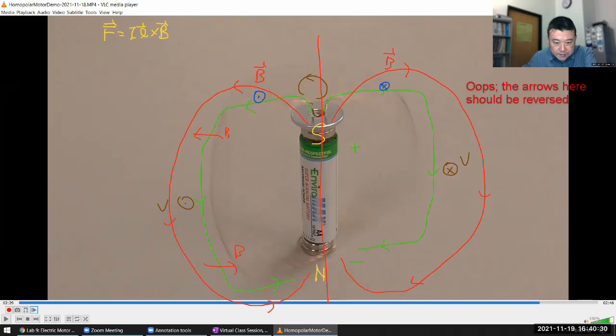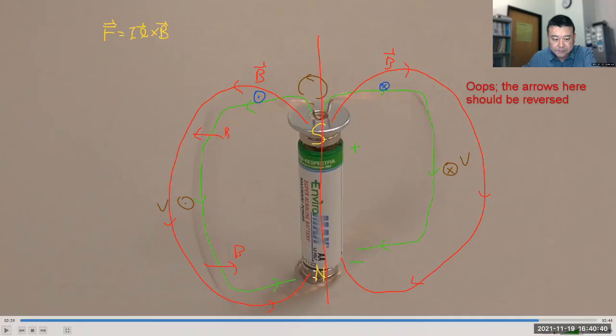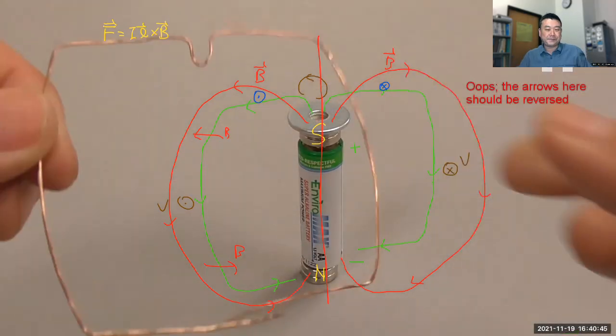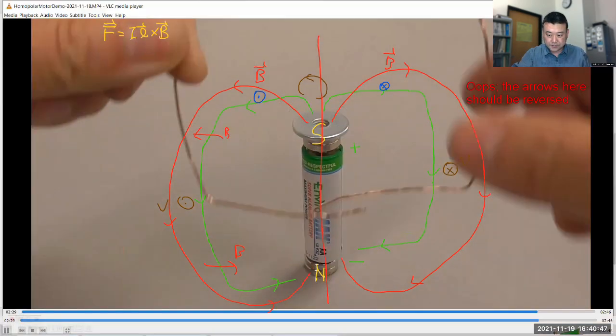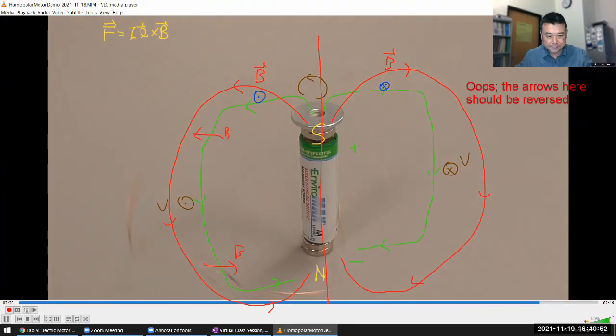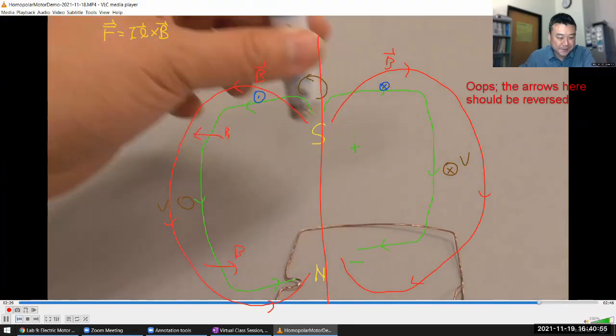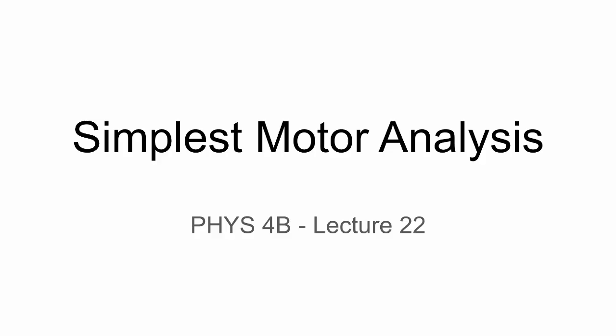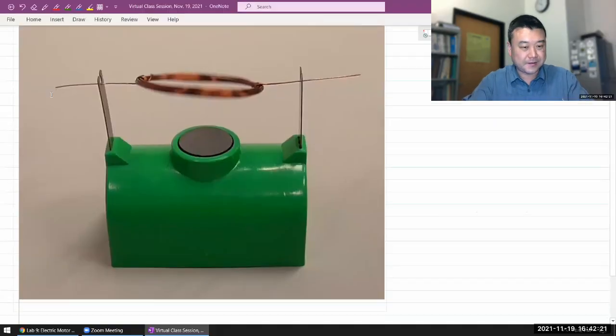Let's see. Wait. Oh, I'm stuck. Yeah, VLC doesn't like this frame by frame thing. It gets stuck after a while. All right. Wait, is that stopping? Oh, no. All right. Just stop it altogether. Okay, so let me just paste it here.